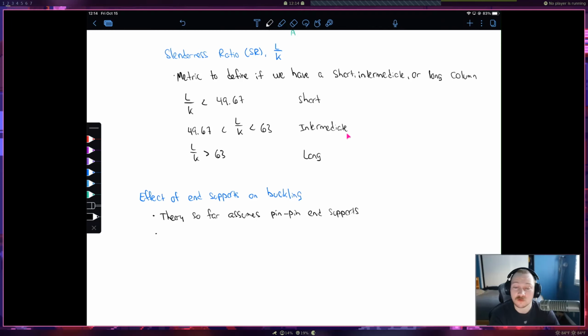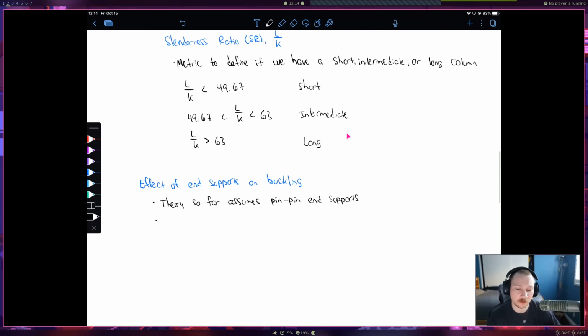So for a fix column, it's going to be 0.7 times the length of that column. And for, I said the wrong one. So for a fix-pin column, that will be 0.7 times the length of the column. And for fix-fix, it's 0.5 times the length of the column. So I'll write all of this out.